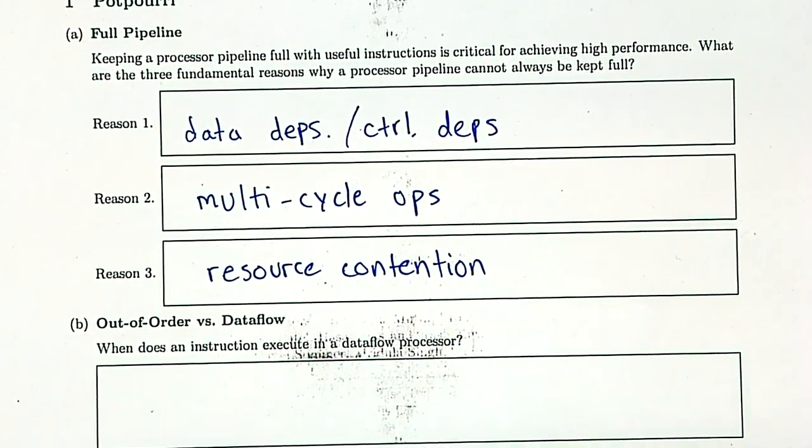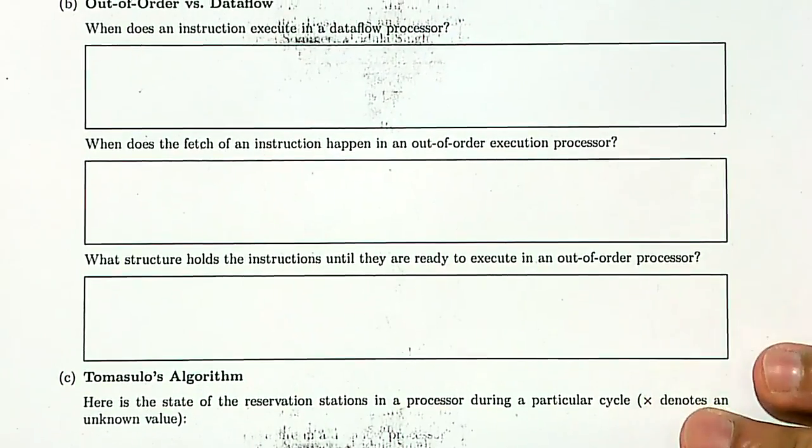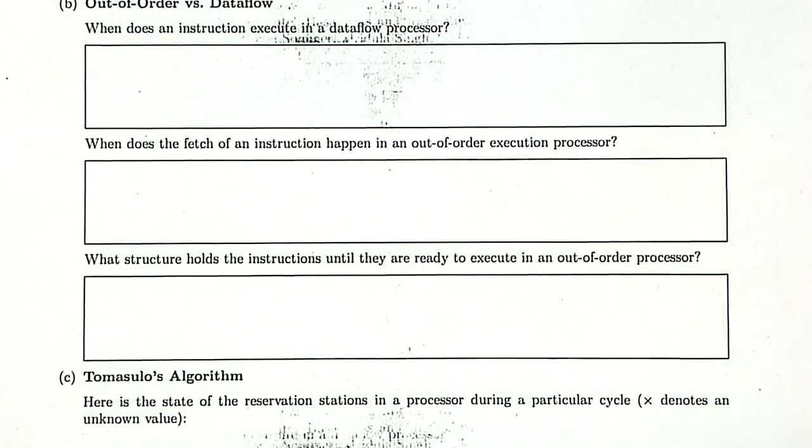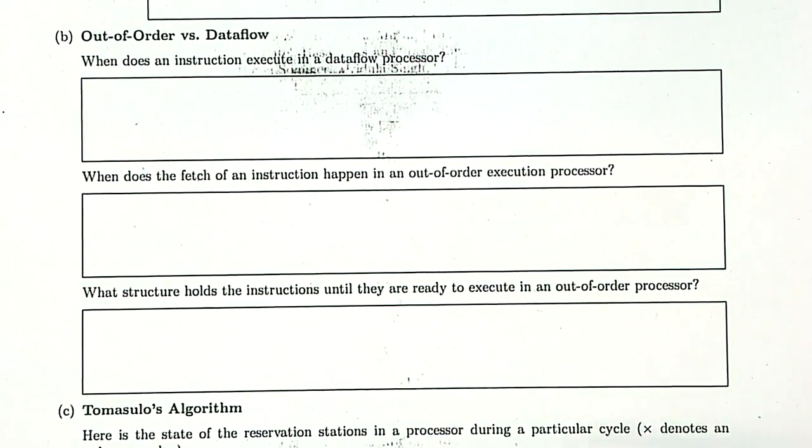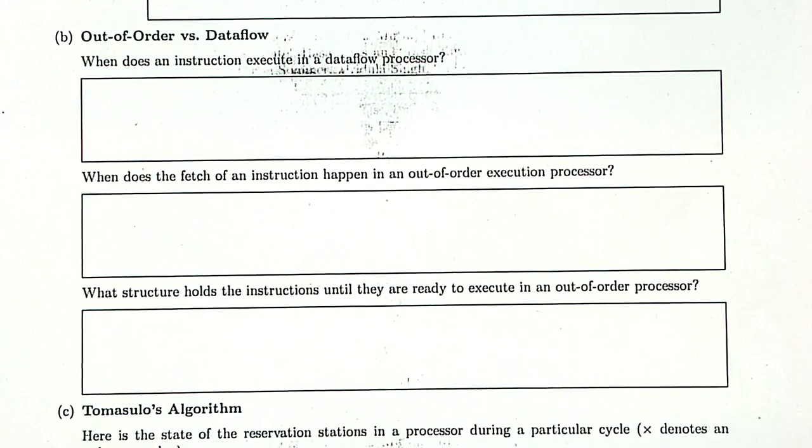Okay, the next question is about out of order and data flow. When we talked about data flow, we said that it's a different paradigm than just an in-order processor. The first question asks, when exactly does an instruction execute in a data flow processor? If you've implemented a program as a data flow graph, when does each node begin executing?